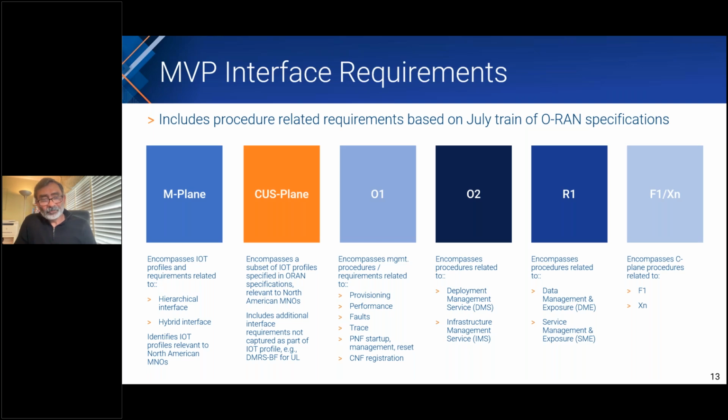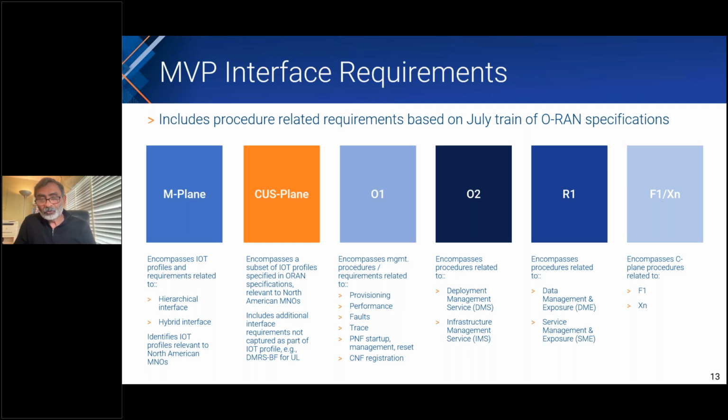For the M plane interface, it encompasses IoT profiles and requirements related to both hierarchical as well as hybrid interfaces. For the CUS plane, it encapsulates a subset of IoT profiles specified in ORAN, which are relevant for the North America MNOs. It also includes additional requirements for which there are no IoT profiles currently specified. For example, DMRS beamforming for uplink, aka ULPI.